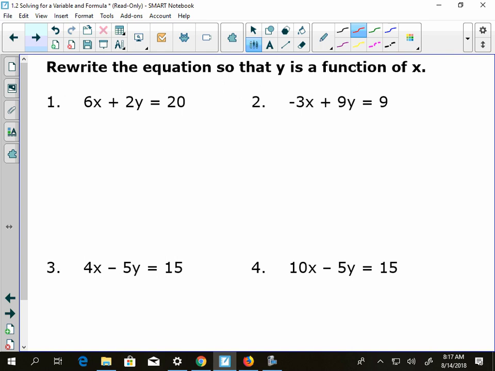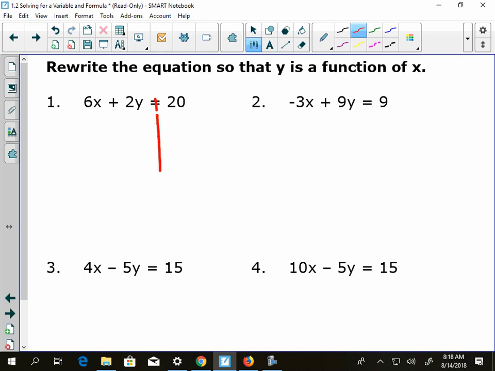Okay, so here we go. Oh my goodness. Rewrite the equation so that y is a function of x. Now, on these recordings, I'm just going to go through a few. In class, we'll go through more. I'm just going to go through a few, and then I'm going to stop it. So if you have any questions and you're watching the recording, please come in.